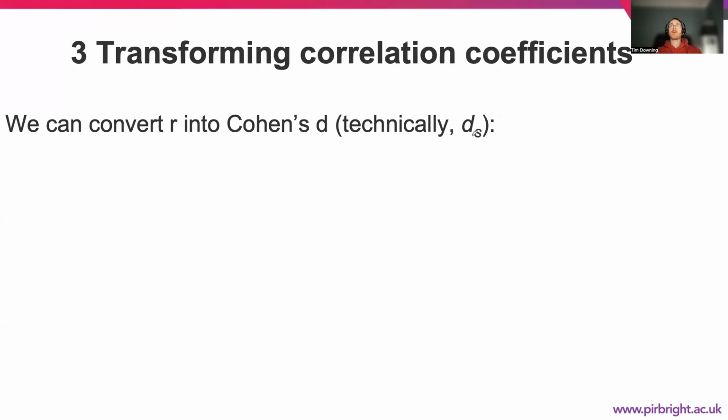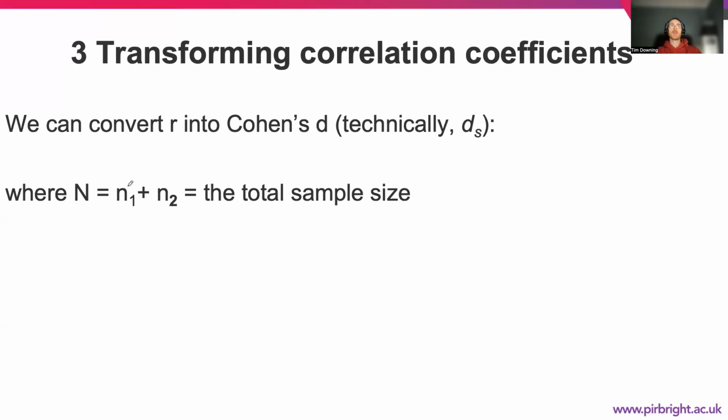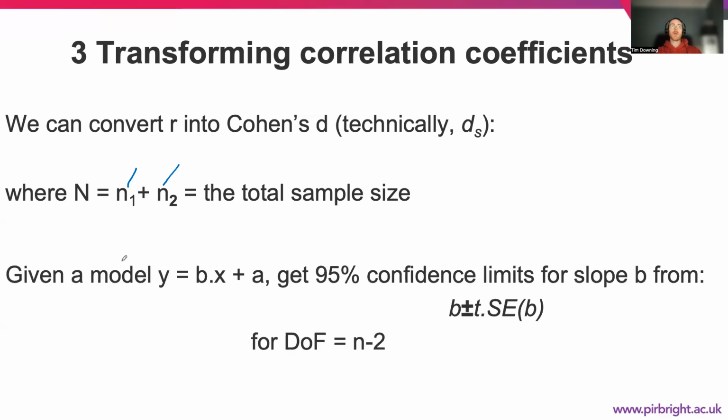If you look at Cohen's d, technically this is d_s. There are different Cohen's d stats depending on what you're looking at. We have to consider the sample sizes: this is the sample size for population 1, and this is the sample size for the second population. If we're dealing with the same setup where y is equal to bx plus a, we can get these 95% confidence intervals using a similar formula, which we can write with our code as well for d.